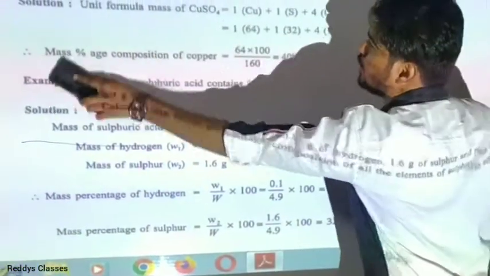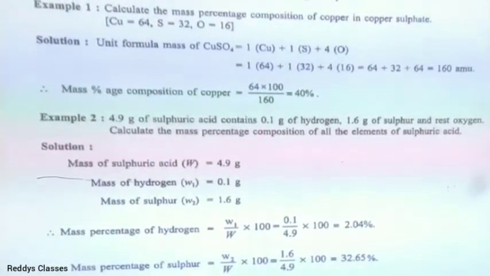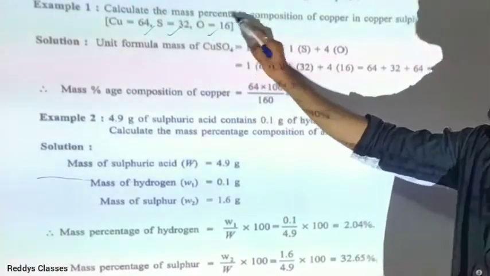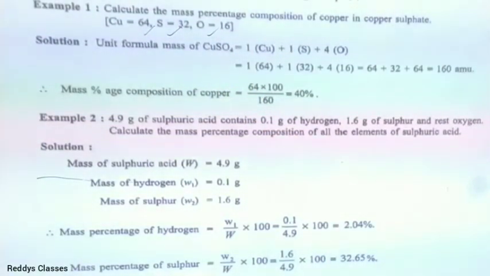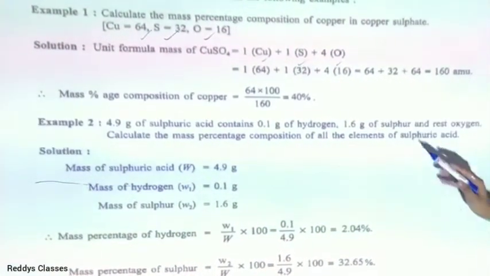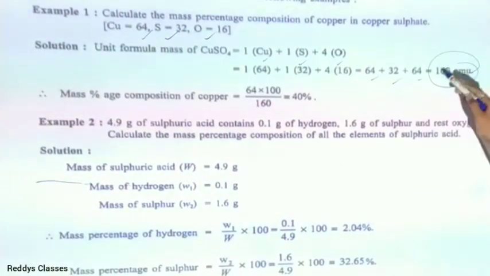The example is: calculate the mass percentage composition of copper in copper sulfate. Copper is 64, sulfur is 32, oxygen is 16. Now we have one copper unit, one sulfur, one oxygen. 1 into 1 into 1 gives what? The same 160 atomic mass unit.